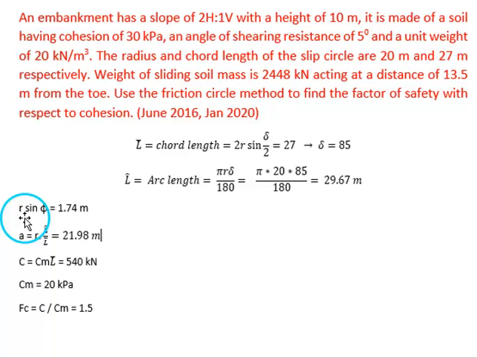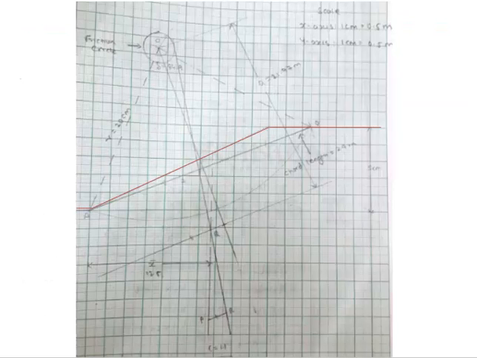Then we can calculate the value of r sin phi. K value we can take as 1 because it is not given. This is the radius of friction circle, which is equal to 1.74 meter. Then we have to calculate the value of A, which is equal to r into arc length by chord length. Then we have to do the graphical construction like this. First we have to draw the slope to some scale.